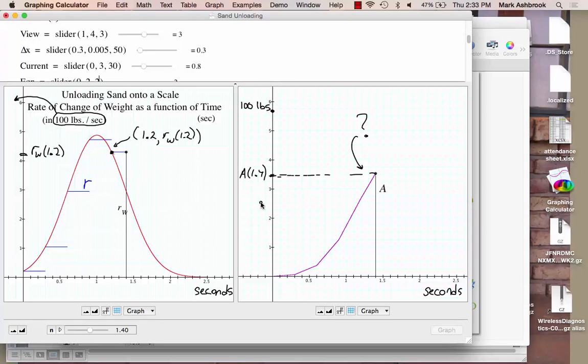The approximate total accumulated weight? Yeah, the total accumulated weight at 1.4 seconds would be the y value on this right graph, right? Because it's the accumulation graph. So that's the total accumulated weight, and it looks like about 350 pounds. Pretty close to 350 pounds. So how does our big accumulation function come up with that value around this a of 1.4?